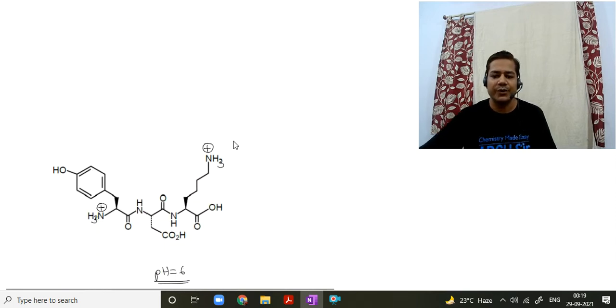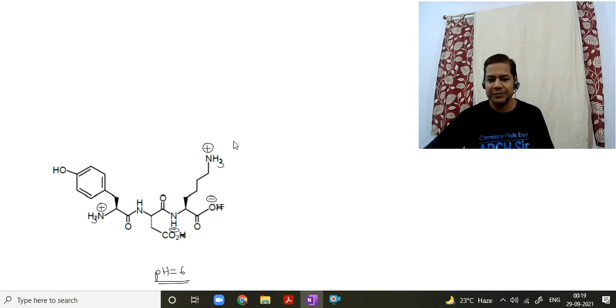So COOH will exist in the ionic form as COO minus. So at pH equal to 6, the ammonium ions remain protonated. The phenol does not ionize, but the carboxylic acid groups ionize.